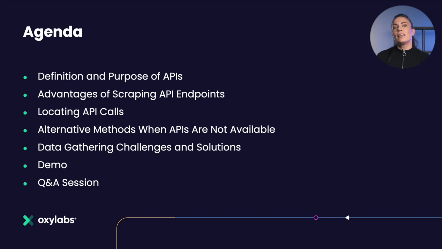We'll start with the definition and purpose of APIs. Next, we'll explore the advantages of scraping API endpoints. Following that, we'll move on to locating API calls. We'll also cover alternative methods for data extraction in case APIs aren't available. We'll then address the data gathering challenges you might face and possible solutions. Then some practical examples in a demo part, and we'll wrap up with a Q&A session.